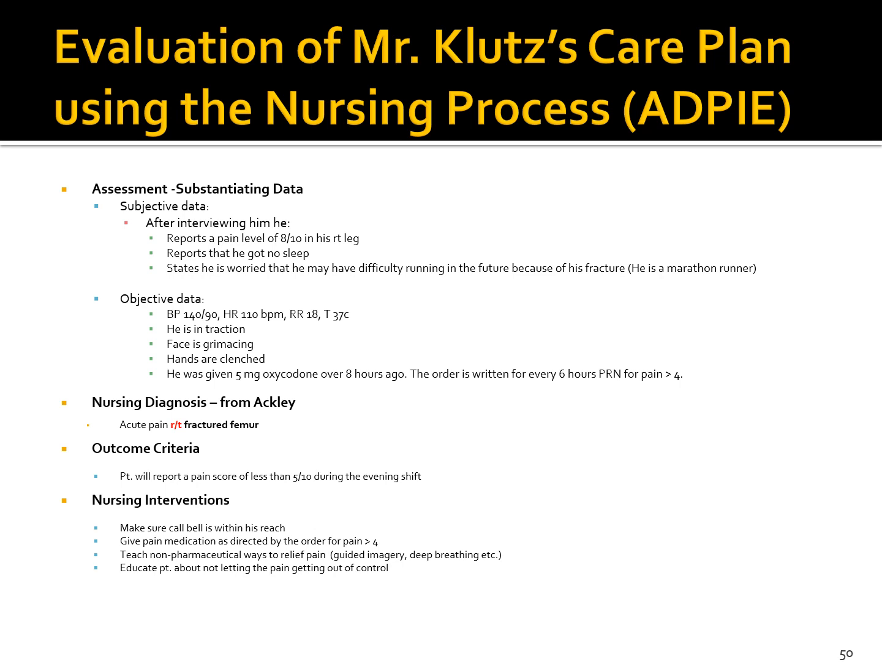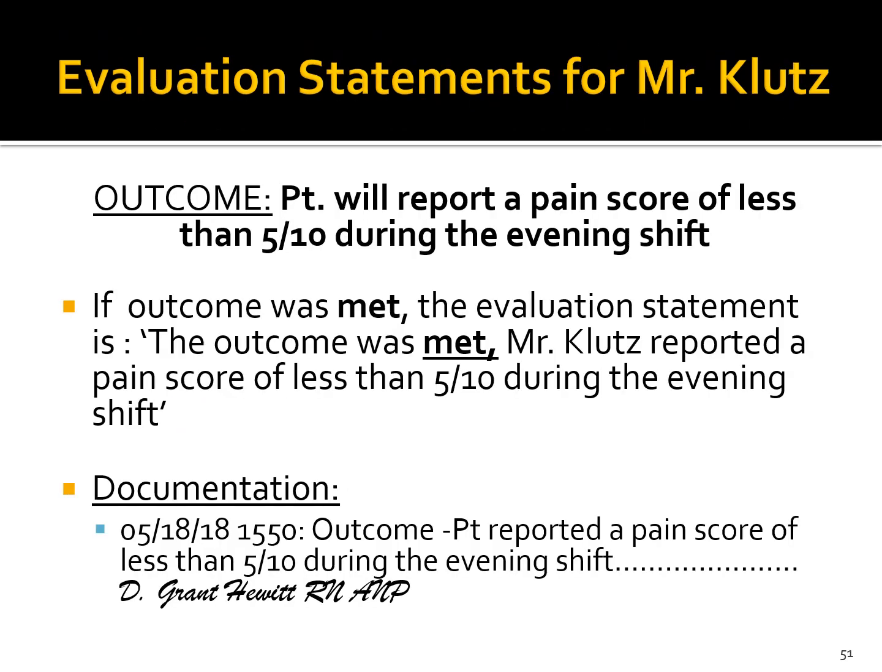So here's Mr. Kless's care plan again. We went through everything. We did all the nursing interventions. And so let's look at an evaluation statement for Mr. Kless. Outcome: patient will report a pain score of less than 5 out of 10 during the evening shift.